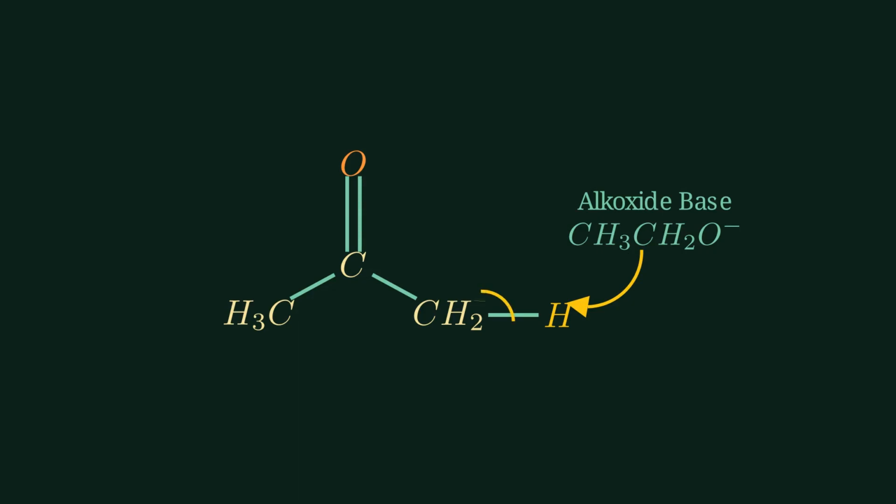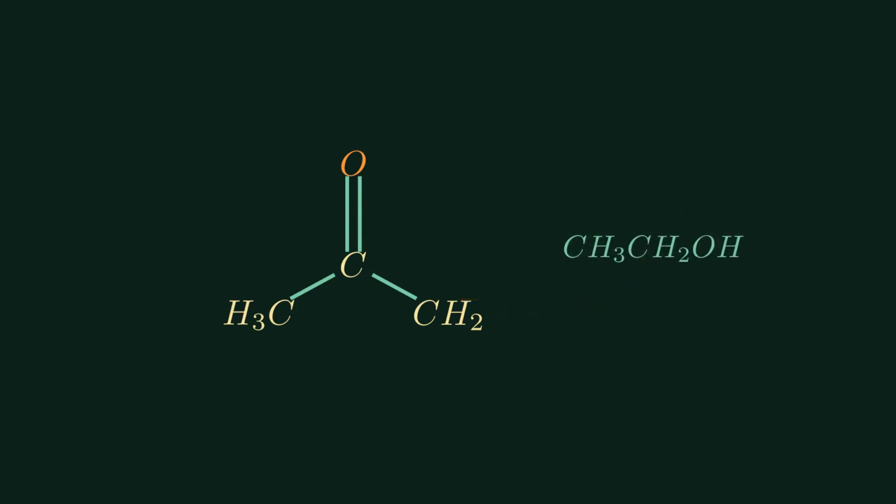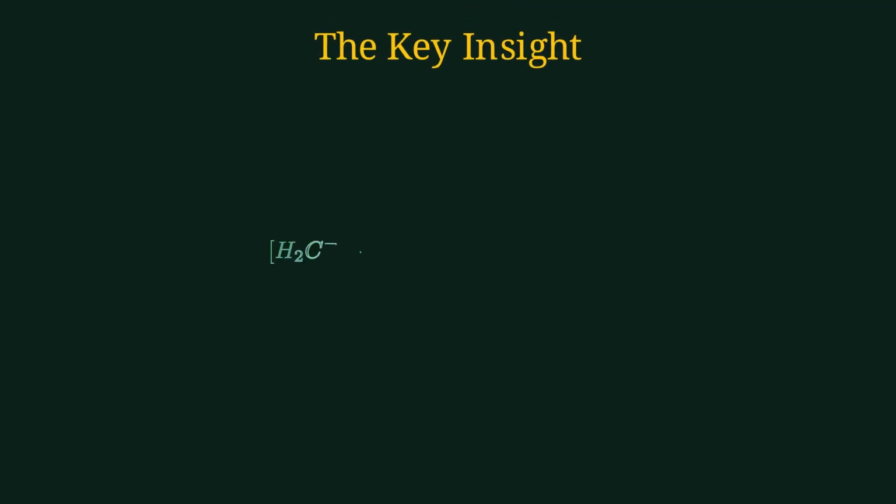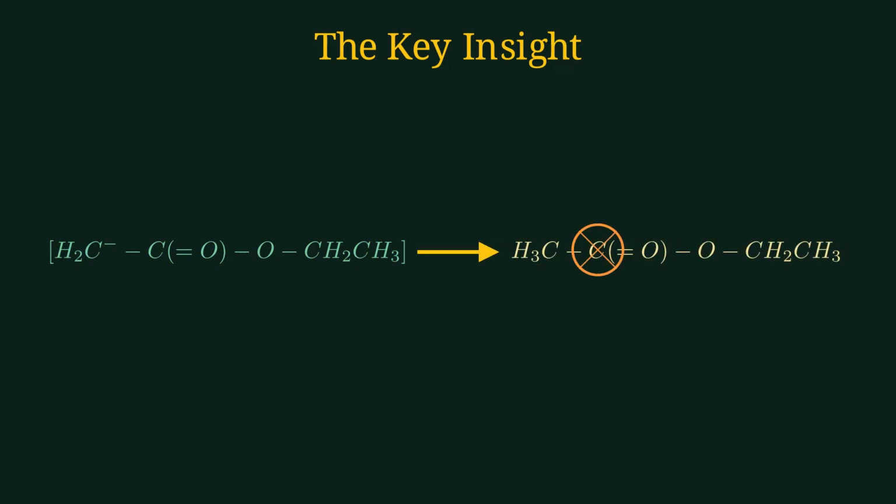As the proton leaves, it leaves its electrons behind, creating a negatively charged species called an enolate. Think of this enolate as a primed spring, loaded with nucleophilic energy and looking for a place to attack. And here's the key insight. In a flask full of ester, that enolate doesn't have to look far. It finds a second, neutral ester molecule.